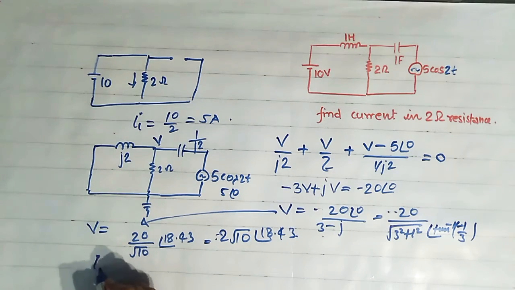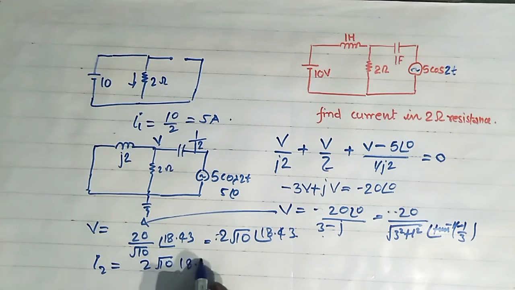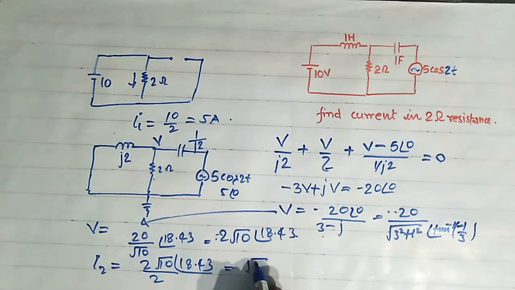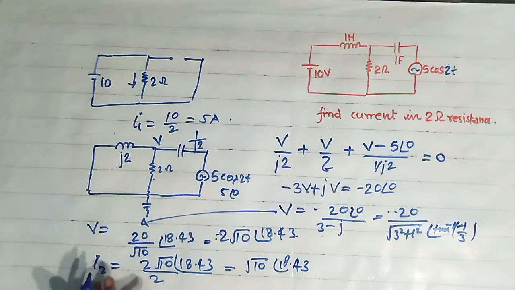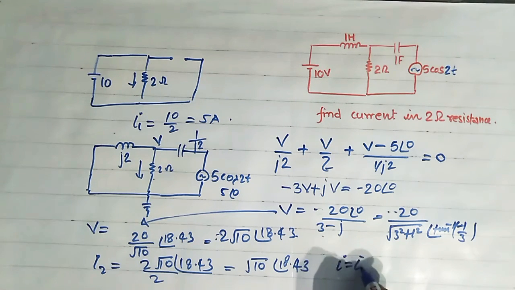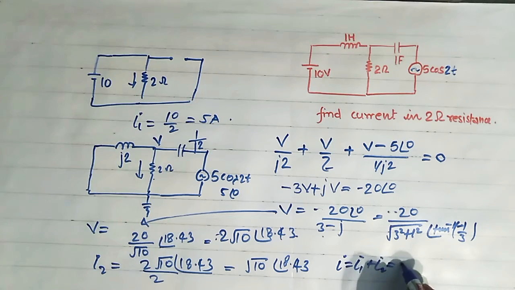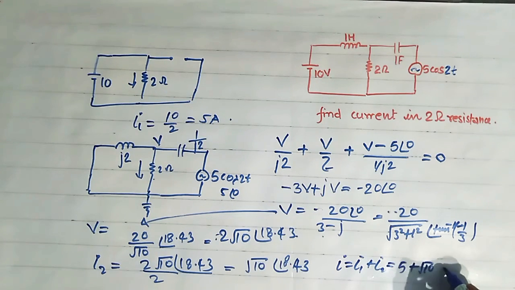Now what is current I2? I2 is simply given by 2 root 10 angle 18.43, that is voltage, upon this resistance, that is 2 ohm. So we get simply root 10 angle 18.43. So this is current I2. Now what is total current I? When both sources are applied simultaneously, then current I is I1 plus I2, that is equals to 5 plus root 10 angle 18.43. It means 5 plus root 10 cos(2t minus 18.43). So this is the answer.